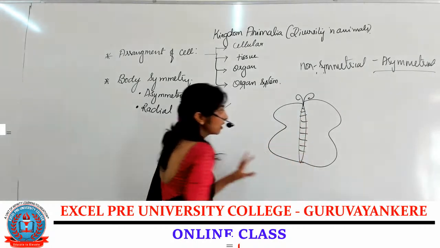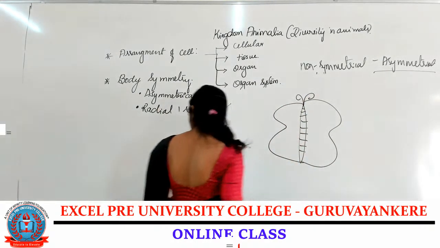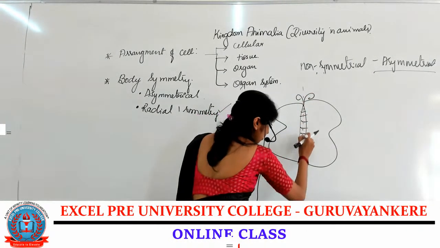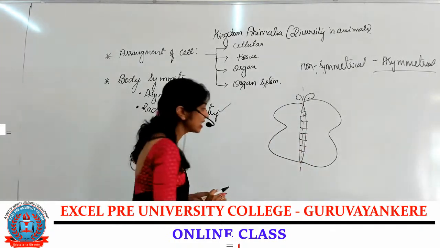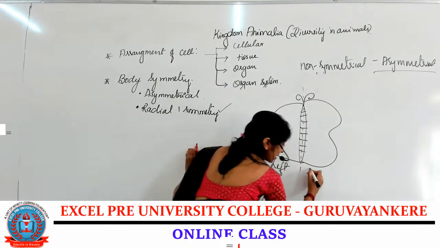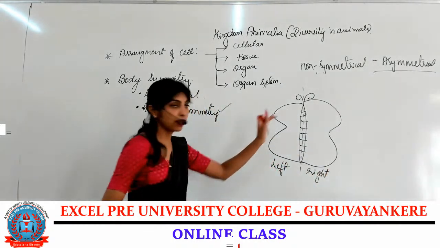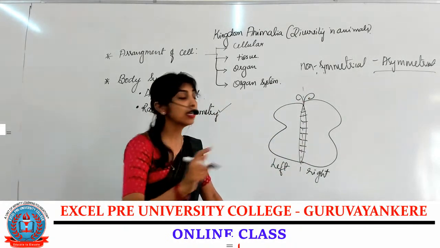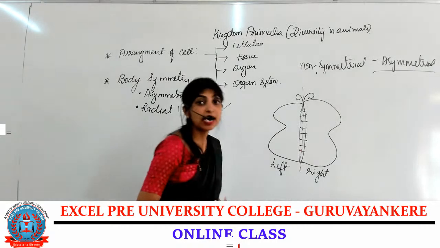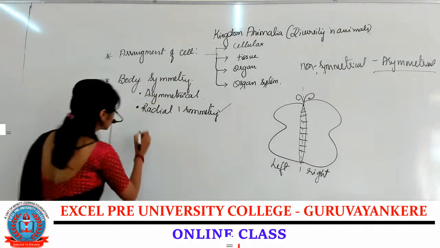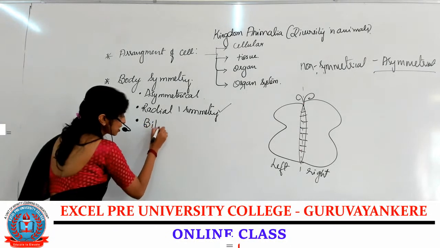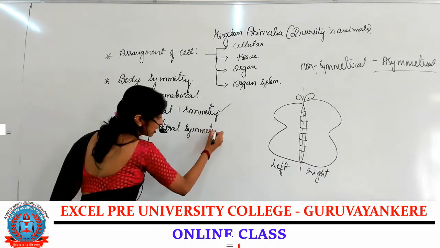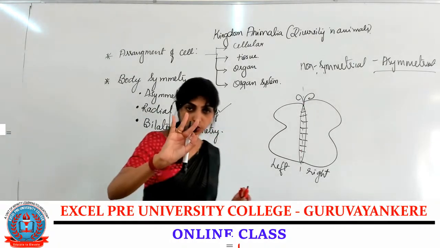Consider if I take an organism and cut this organism in one plane, and if I get identical left and right, then we call that type of symmetry bilateral symmetry.